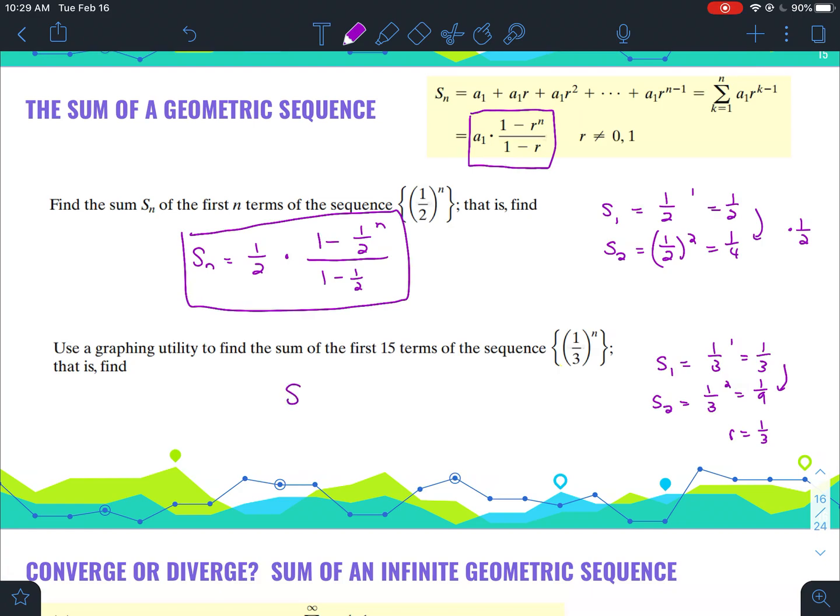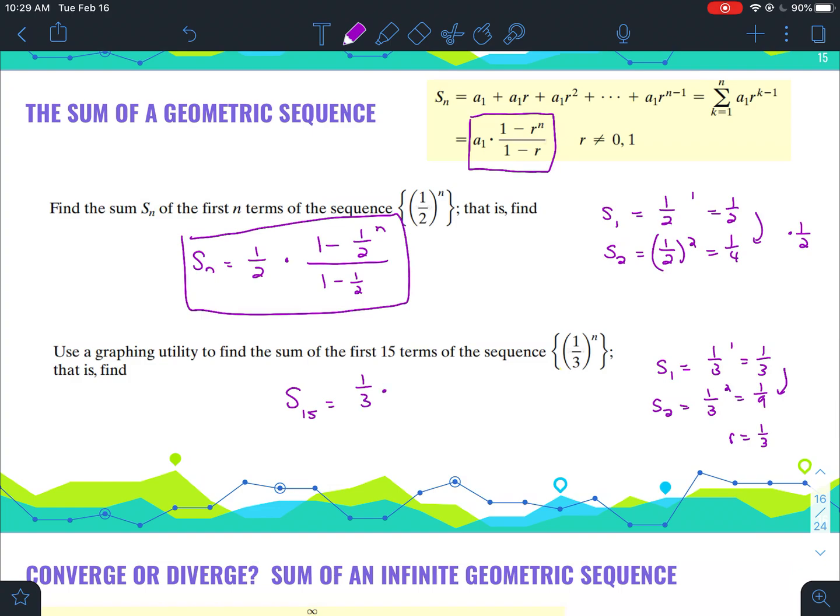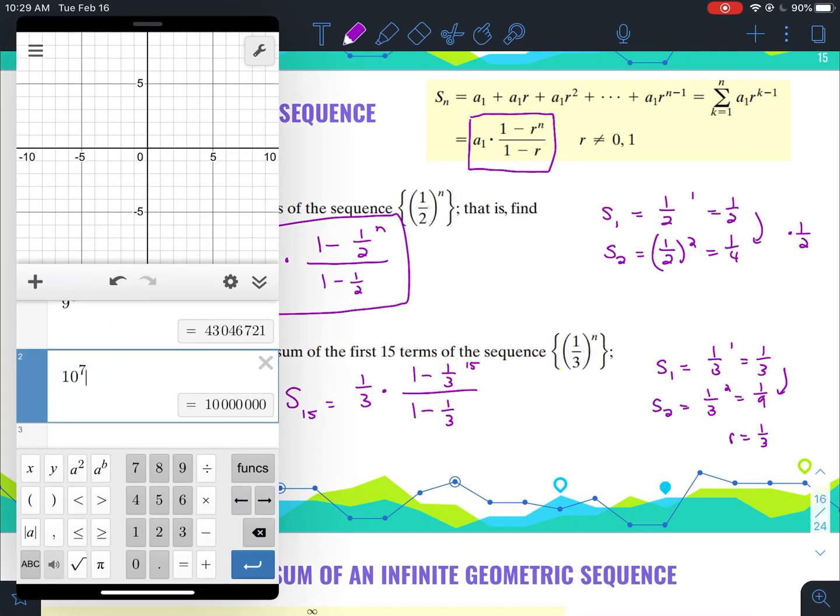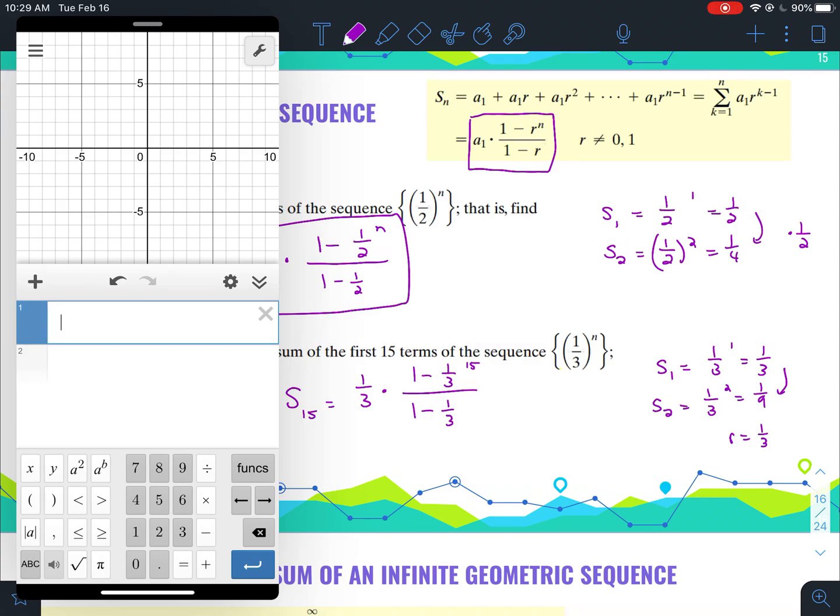So the sum of the first 15 terms is going to be you take the first term times 1 minus 1/3 raised to the 15, because we want the first 15 terms, and then divided by 1 minus 1/3. All right, so let's do this. So we're going to do parentheses 1 minus, and then 1/3 raised to the 15th power. I bet I have to put 1/3 in parentheses.